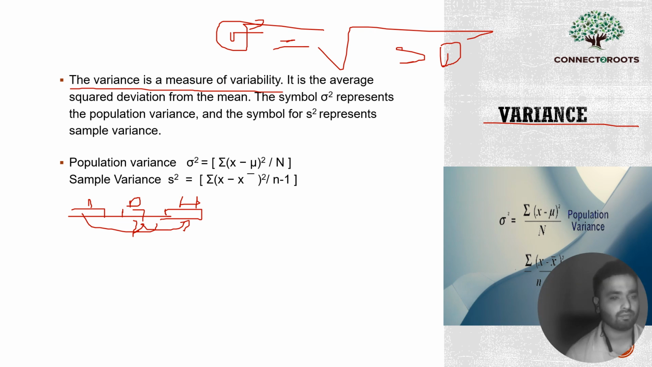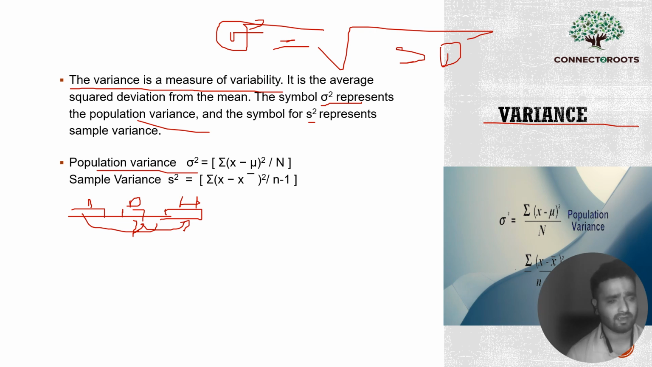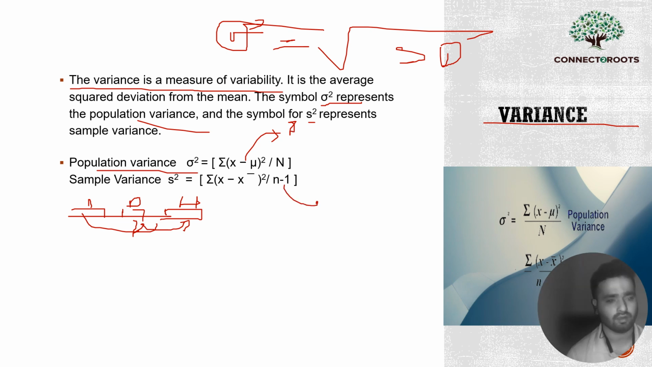It is the average squared deviation from the mean. The symbol is sigma squared for the population variance, and for the sample variance it's s squared. So population variance, as you can see, is nothing different from the standard deviation. It's the standard deviation formula of the population, and this is the standard deviation formula of the sample. So basically, variance is the square of the standard deviation.